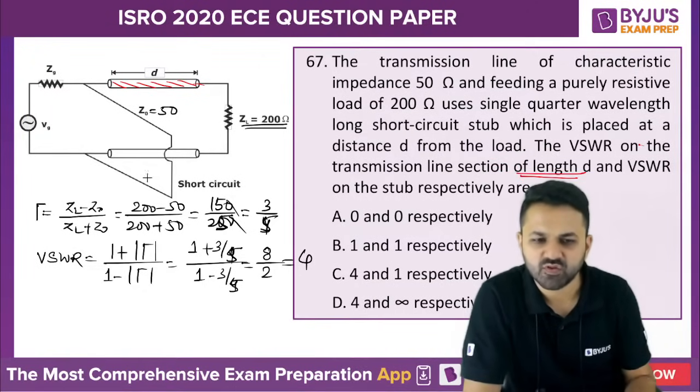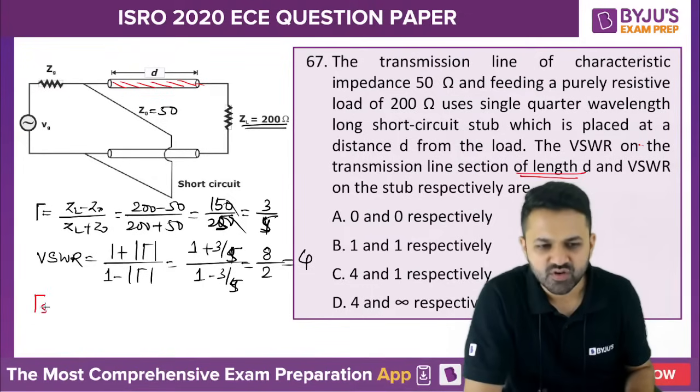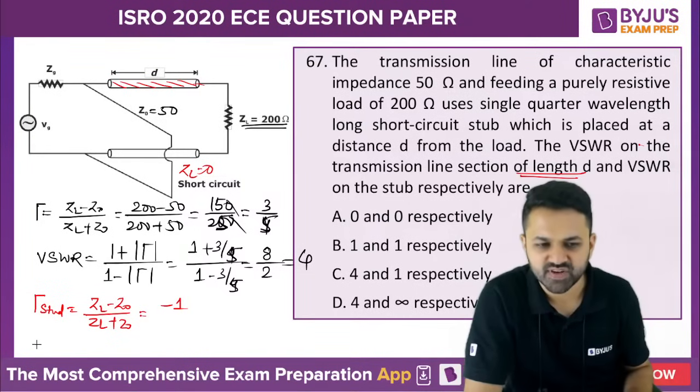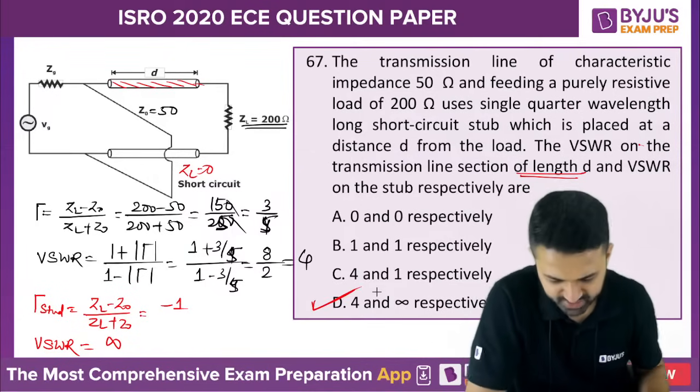Now we have to calculate for the stub also. The reflection coefficient for the stub is ZL minus Z0 upon ZL plus Z0, and because the load is short circuited, the load is 0. So the reflection coefficient we will get is 1, and according to the VSWR formula we will get infinity. So the answer is 4 and infinity.